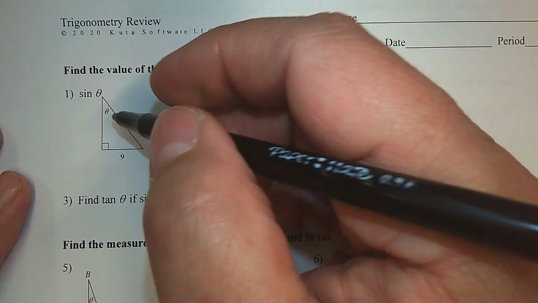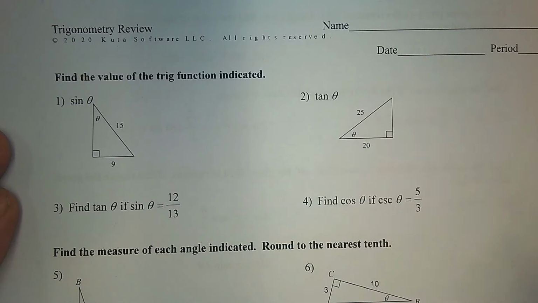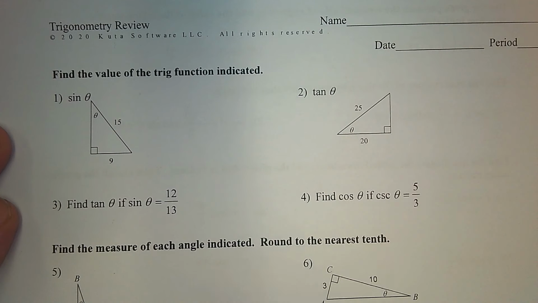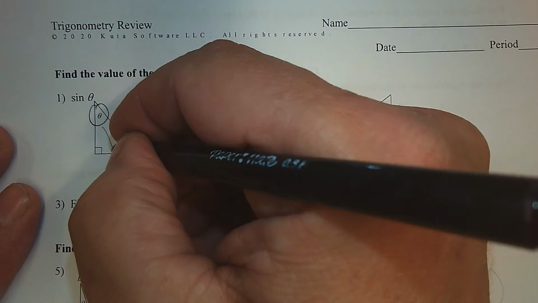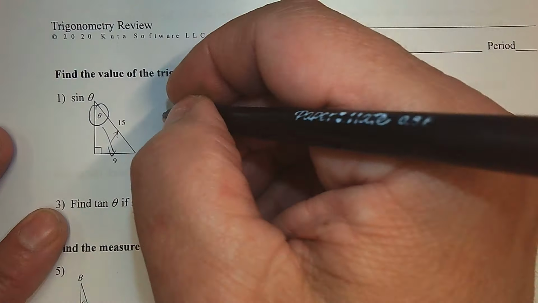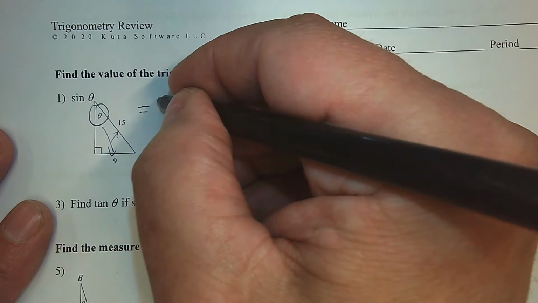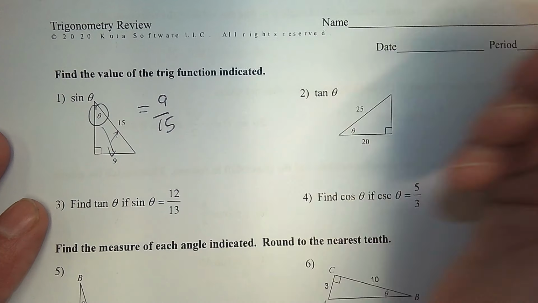Can you find the value of sine theta of this triangle? So it's opposite over hypotenuse. It's actually right there, right? How silly, right? But don't reduce it down. It's just 9 over 15.